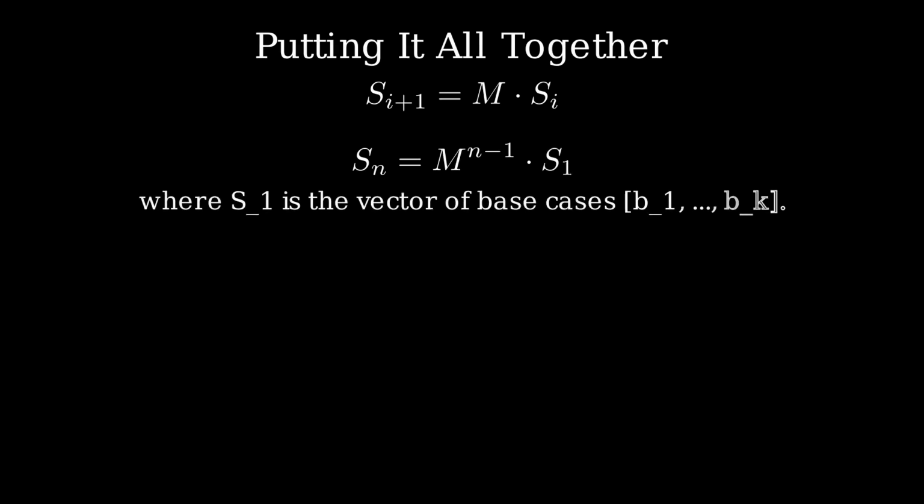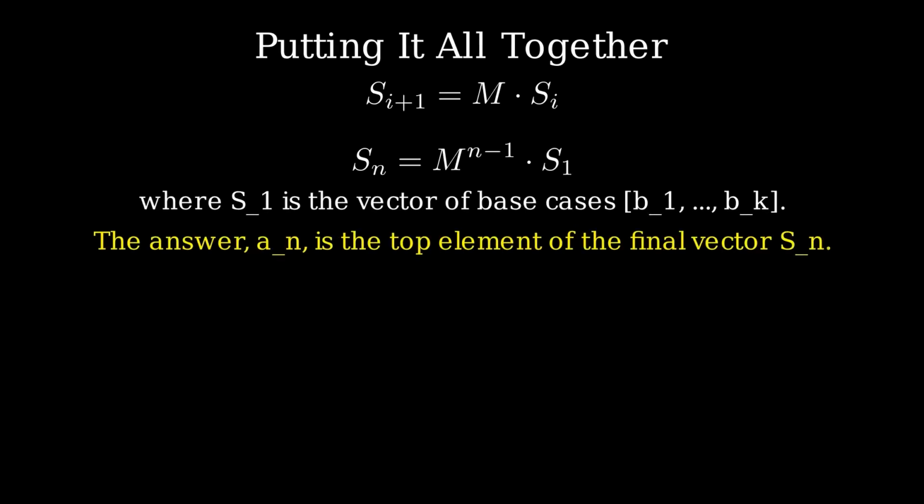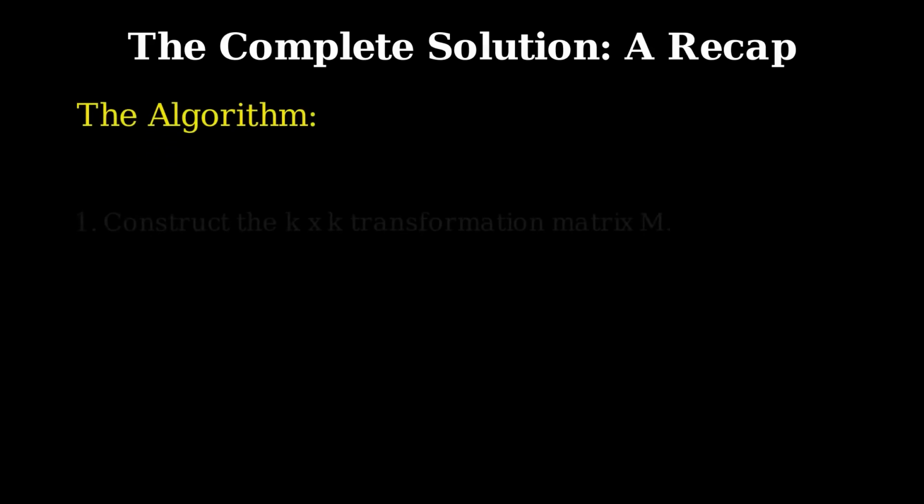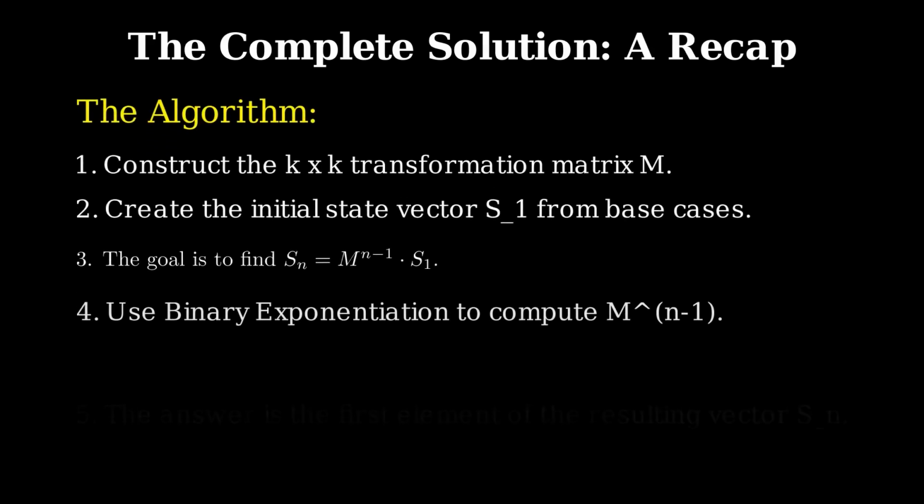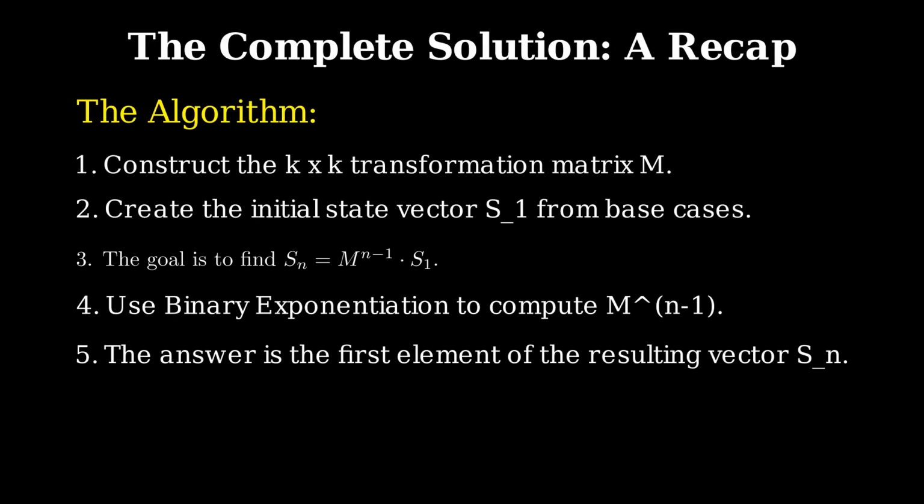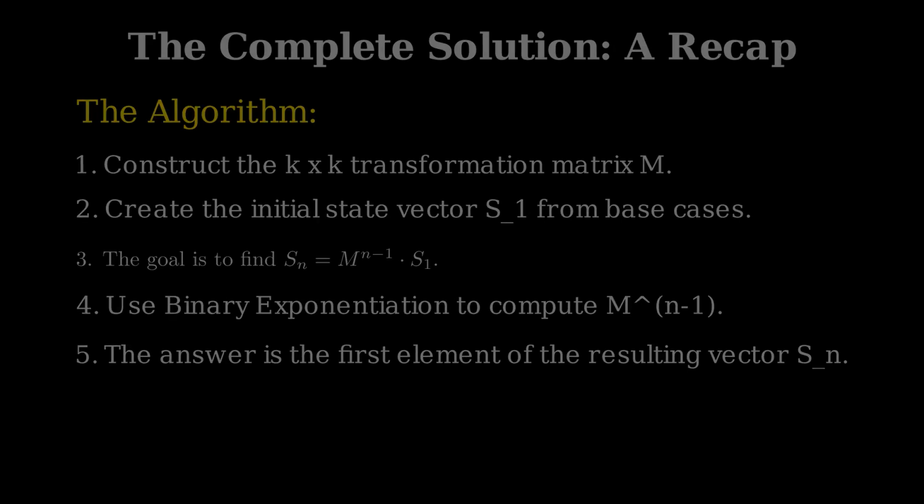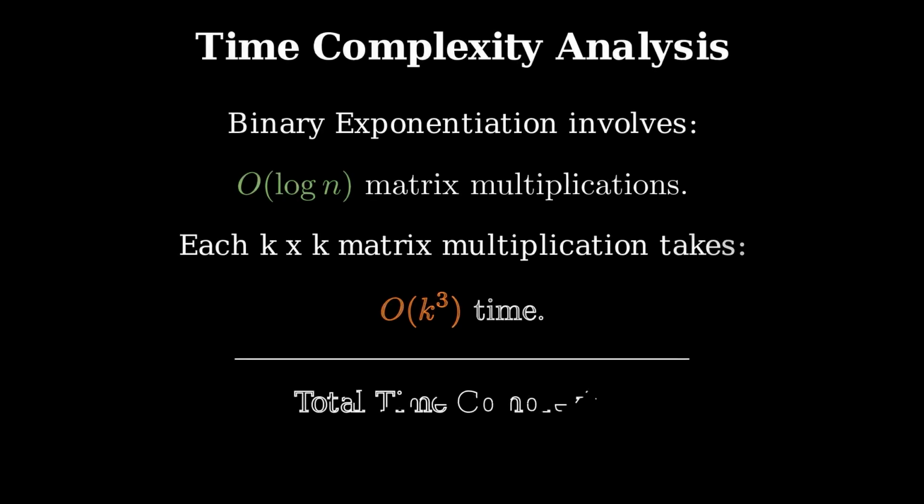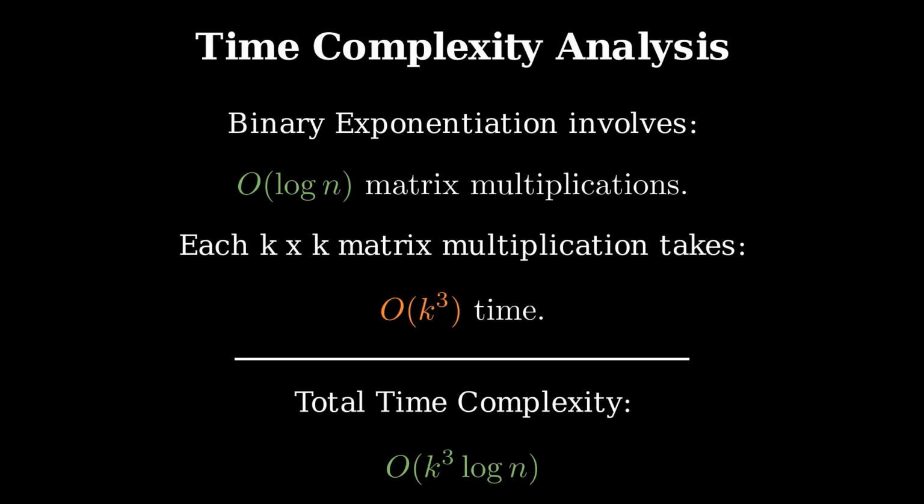Putting this all together, we only need to apply this transformation matrix to our base matrix n-1 times in order to advance it to the nth term, which gives us the nth term. By using binary exponentiation in this method, we only need log n matrix multiplications, with each multiplication taking k cubed time.